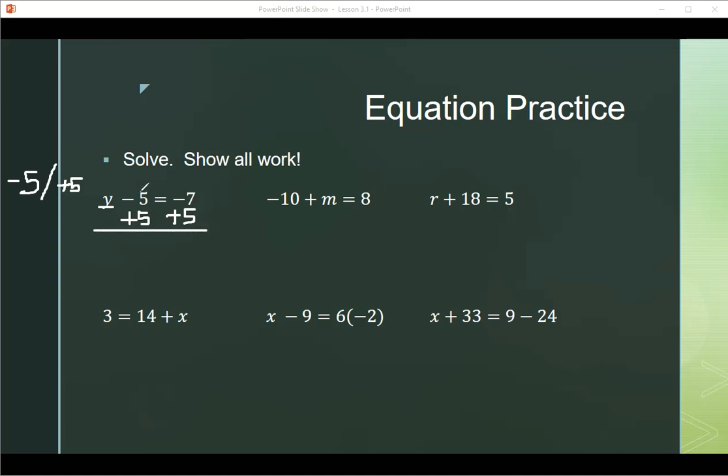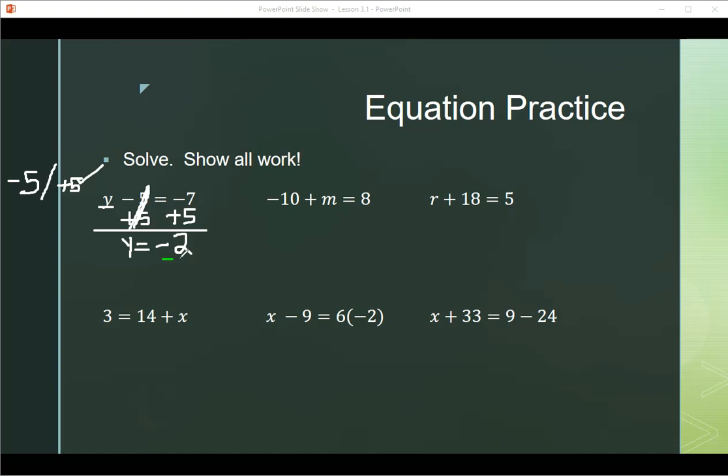On the left side, this minus 5 and this plus 5, those are inverse operations, so they cancel each other out. That means the only thing left over here is this y. So I end up with y is going to be equal to negative 7 plus 5 will give me negative 2. I've done my checklist. I am finished. The best part about this for a lot of you is that you can go back and check your answers and know right away whether you got the answer right or wrong.